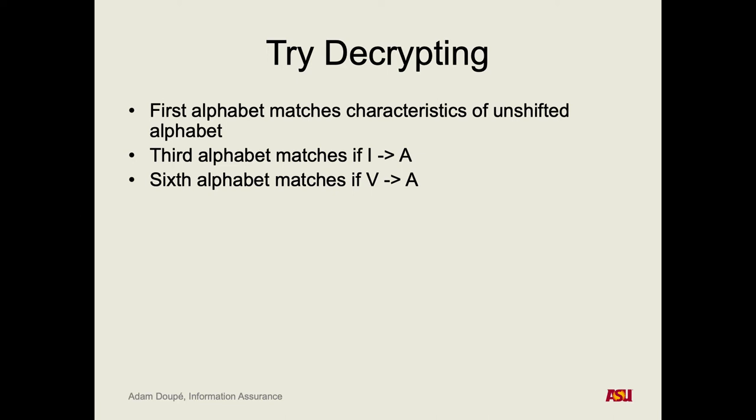So we can maybe start with these three assumptions. What if we assume the first alphabet is A, so unshifted, the third alphabet maps A to I, and the sixth alphabet shifts A all the way to V. So now what do we do?